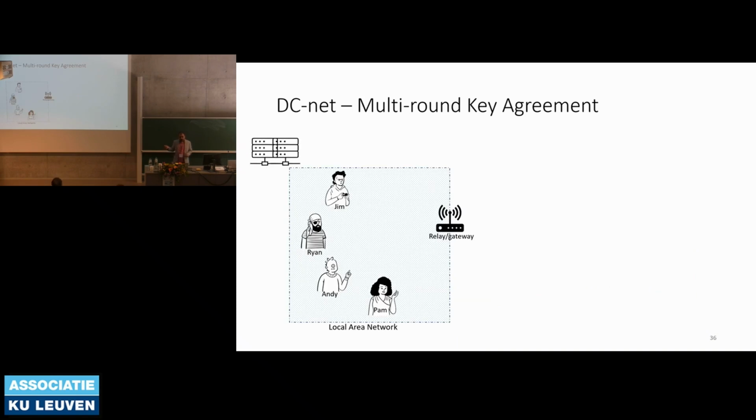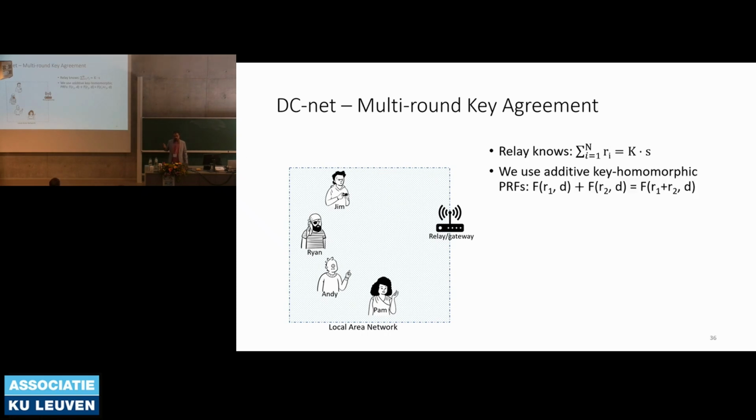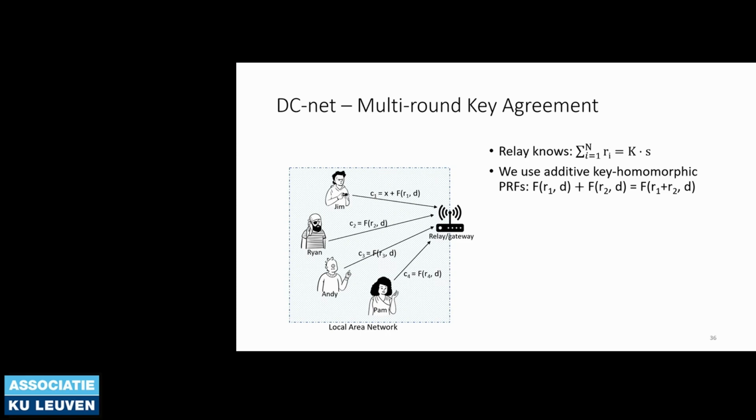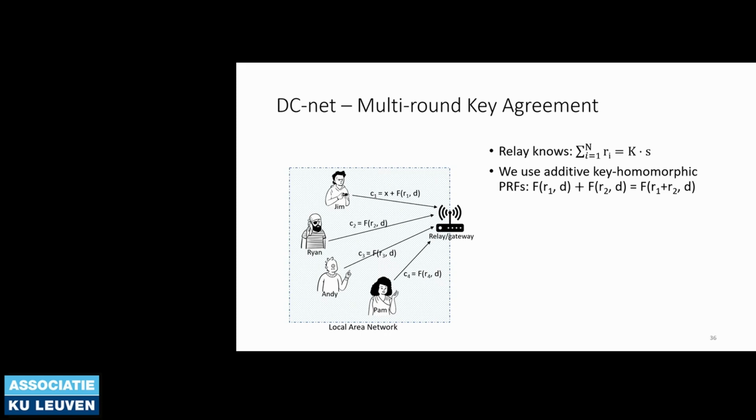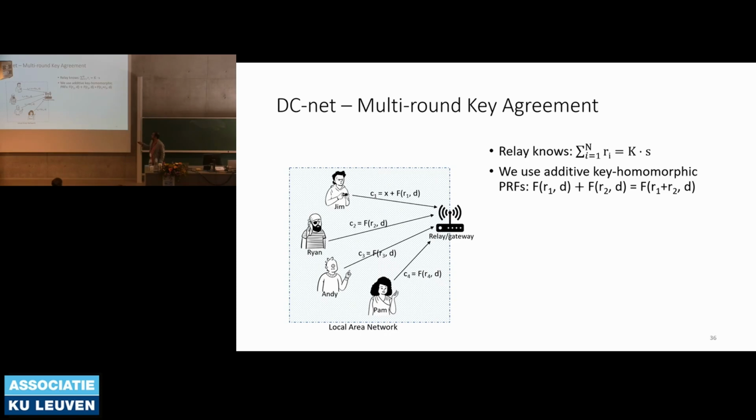So for multiple rounds, again, we have setup servers, the relay knows this, and we can use something like additive key homomorphic PRFs. That means you have the keys, and for a tag D, you can sum them. Still we haven't solved the slot agreement problem; still we are assuming that Jim is the one sending the message. But you can use this for multiple rounds, for many D values. In every round you can change D, and D can be public. That's fine, and then the relay can still extract the message.